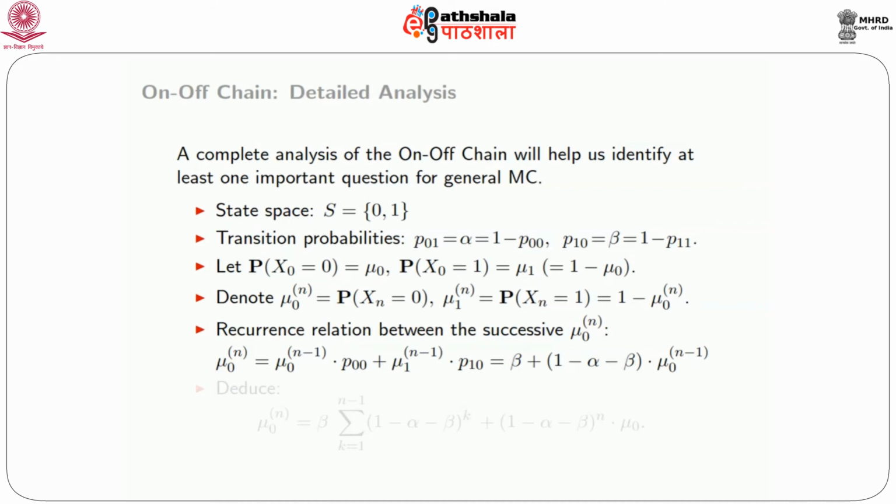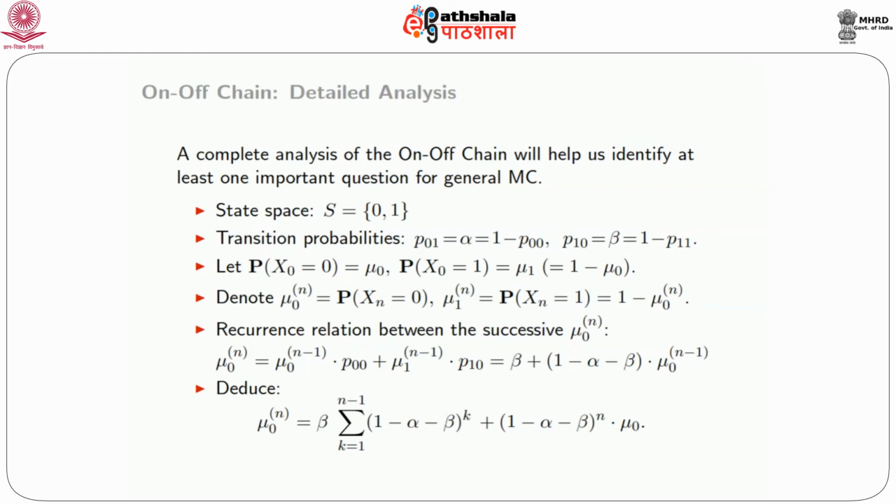So essentially what you are able to do is write mu0 n completely in terms of mu0 by successively reducing mu0 n in terms of mu0 n minus 1, then in terms of mu0 n minus 2, etc. If you keep on doing this, finally this is what you get. Now we have to simplify this. There is a sum, and you see that the sum is a finite sum of a geometric progression, 1 minus alpha minus beta to the power k, k equal to 1 to n minus 1, so that's a GP with common ratio 1 minus alpha minus beta.